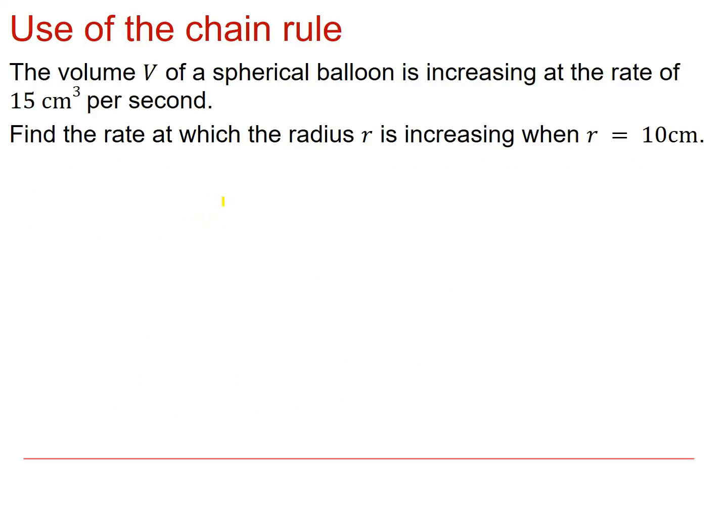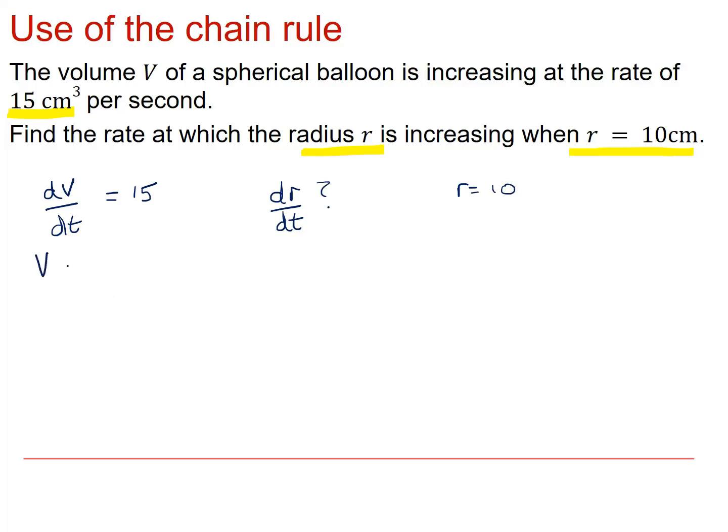Sometimes, when we're looking at rates of change, we want to look at related rates of change. And to do so, we use the chain rule. Look at this example. We've got the volume V of a spherical balloon, and it's increasing at the rate of 15 centimeters cubed per second. And I want the rate at which r is increasing when r equals 10. Okay, so what do we know? We know the rate of change of the volume is equal to 15. And we want the rate of change of radius, we want to know that when r is equal to 10.